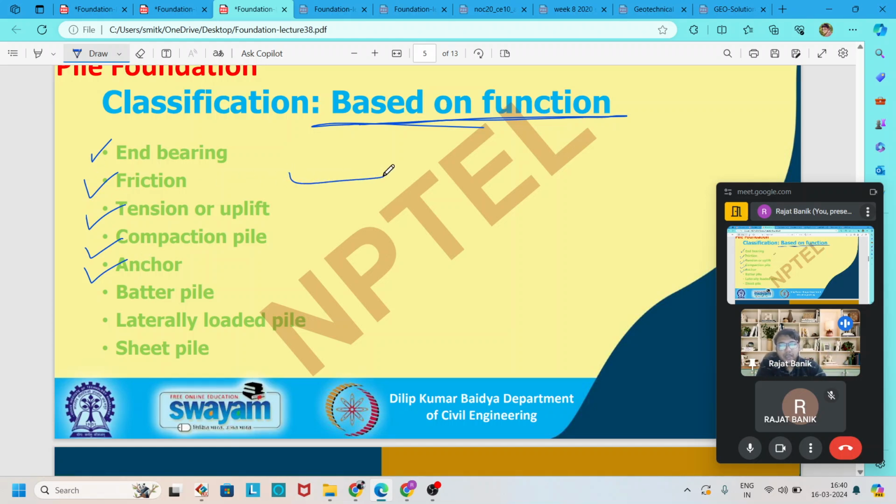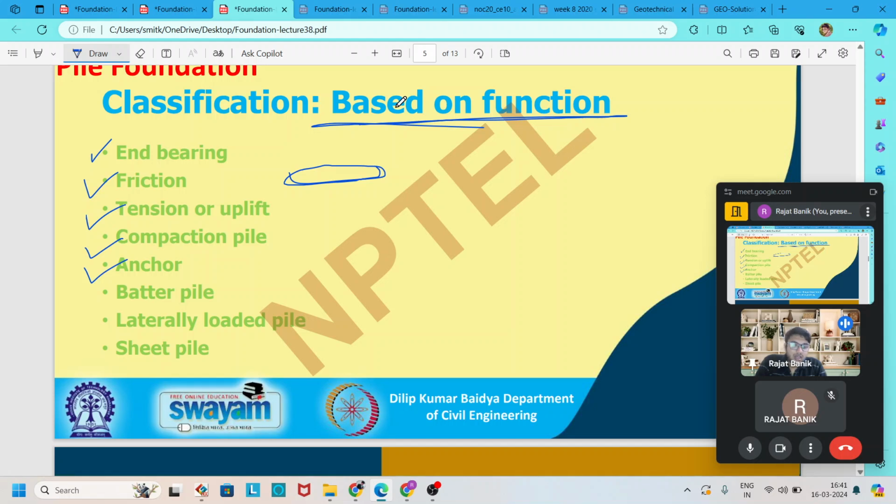So the end bearing pile is used when there is the presence of soft soil below the structure, but at a certain depth there is a presence of hard stratum. So due to this presence of hard stratum, the pile transfers the load directly to the hard stratum. So this type of pile is called end bearing pile.